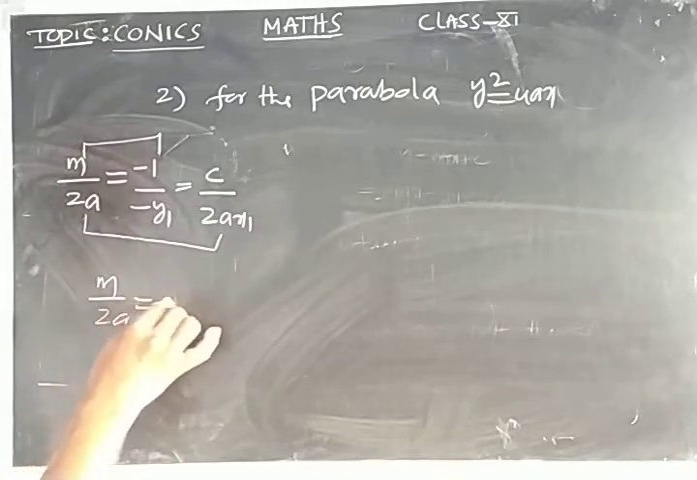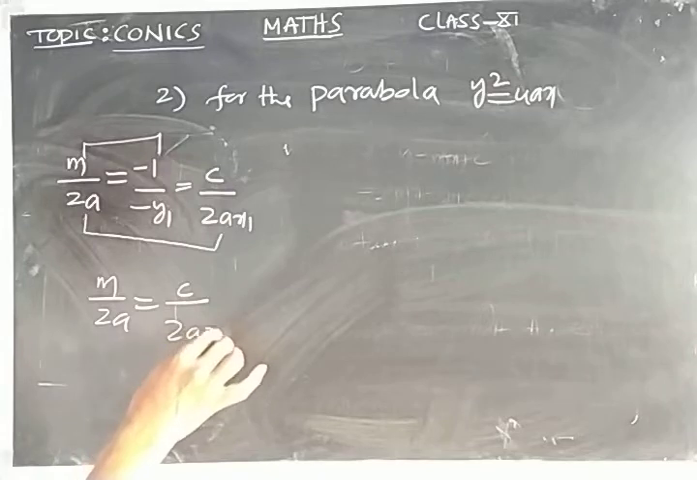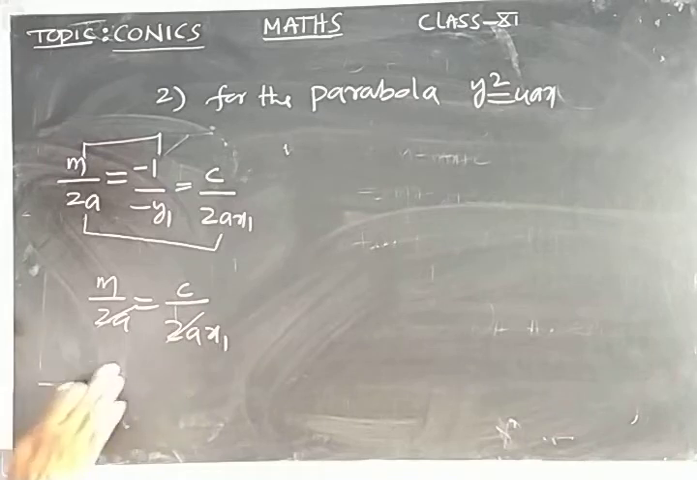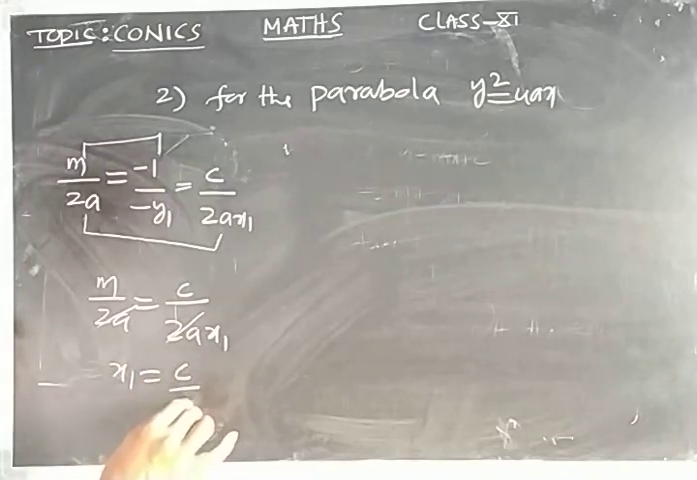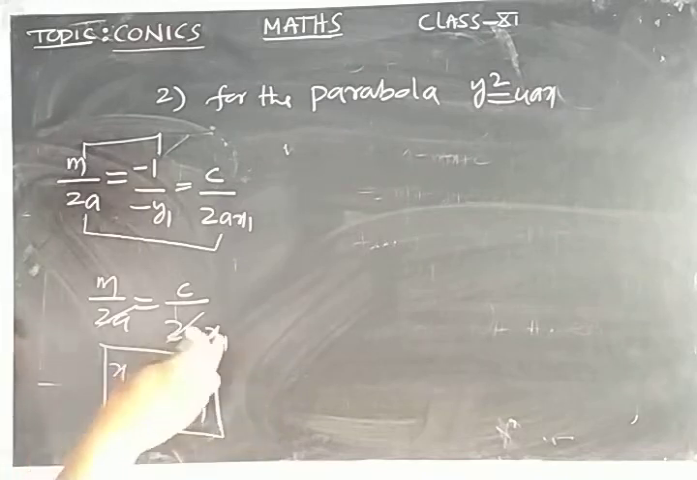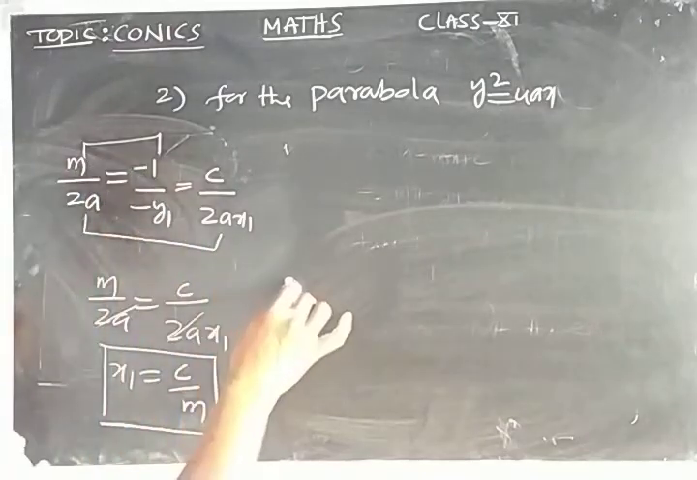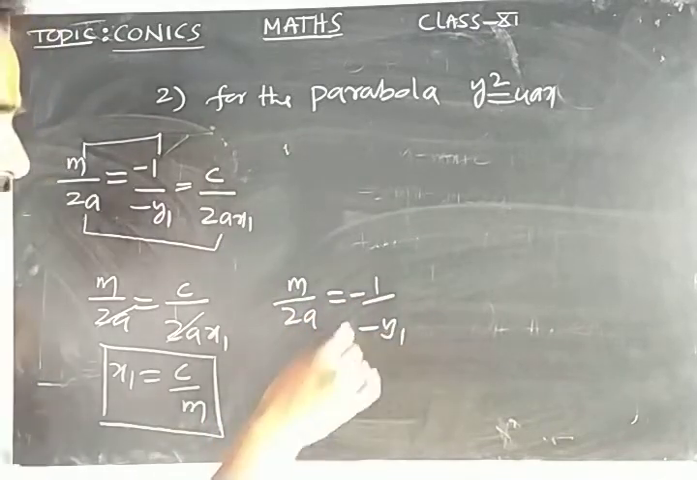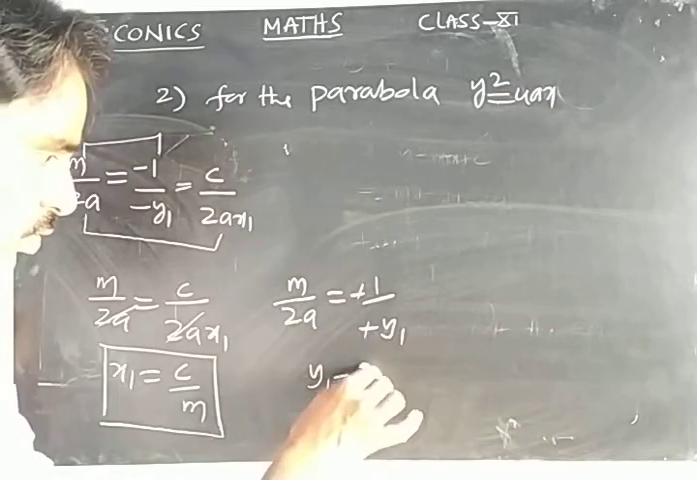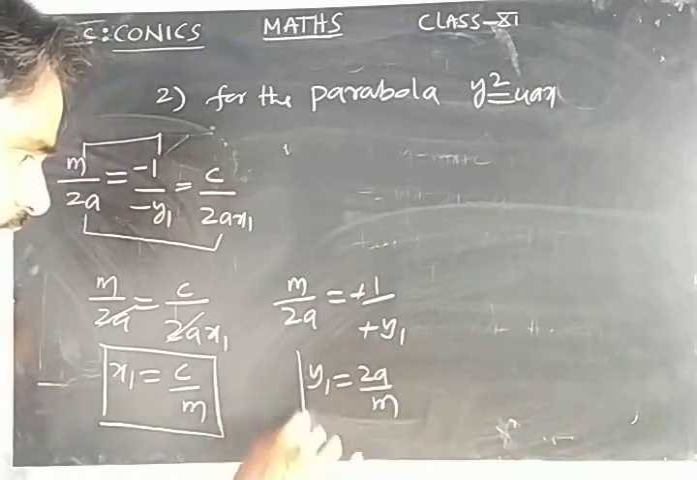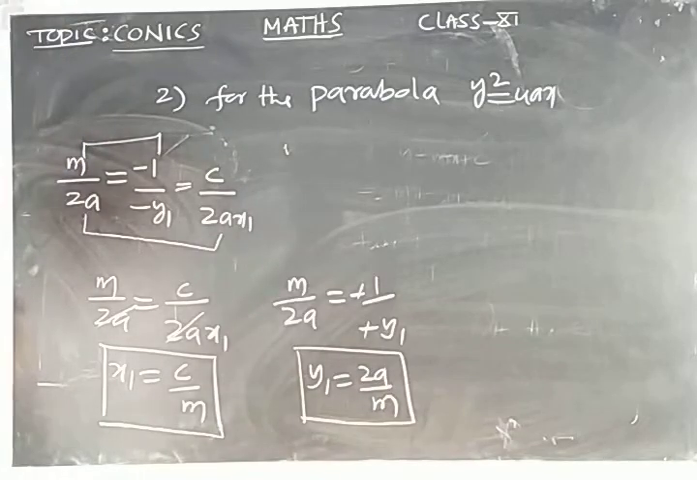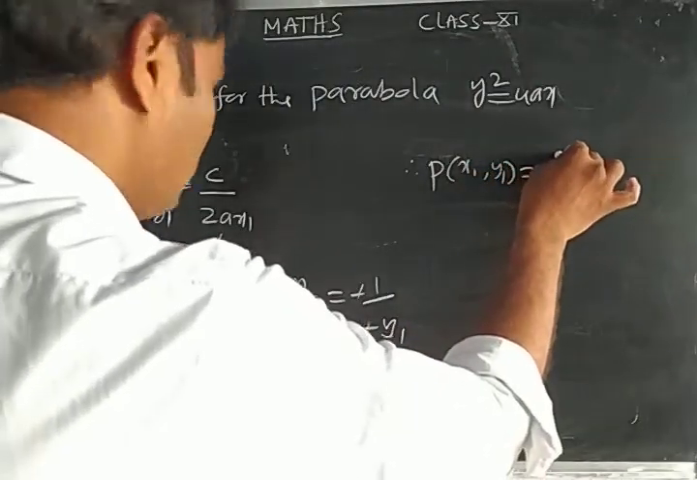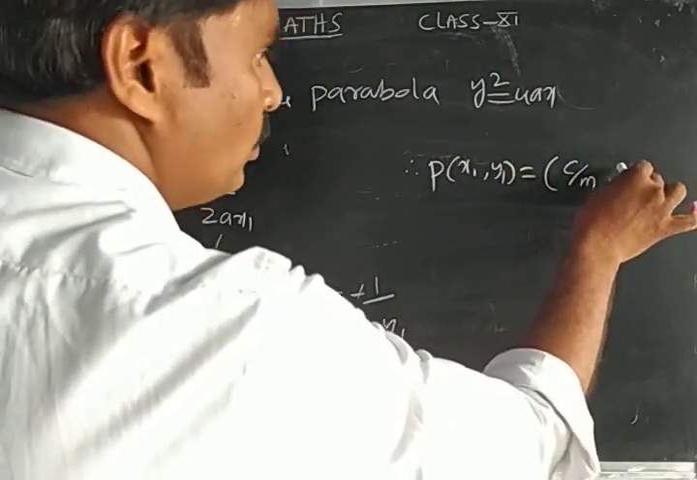m by 2a is equal to c by 2a x1. By cross multiplication, what will you get? Here 2a, 2a get cancelled. x1 is equal to c by m. Next, by comparing these two, m by 2a is equal to minus 1 by minus y1. Minus minus gets cancelled. y1 equals 2a by m. Right? Now, therefore, the point P coordinates x1, y1 is equal to c by m, 2a by m.